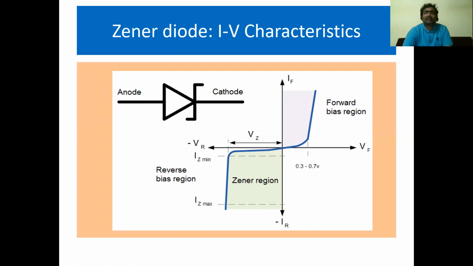So this is about the VI characteristics of PN junction diode and Zener diode.